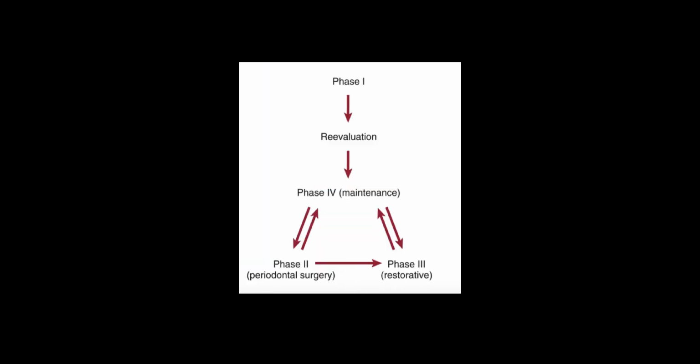Maintenance actually should be ongoing once reevaluation of phase one is done. So it should be ongoing regardless of whatever you're going to do to the patient, whether you're in phase two, periodontal surgeries or endodontic surgeries, or phase three, where you're going to do the restorative and orthodontic phase. So it's very important to note that maintenance starts once you finish reevaluation of phase one.